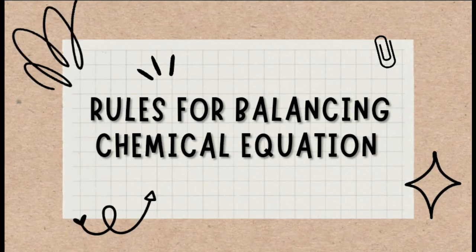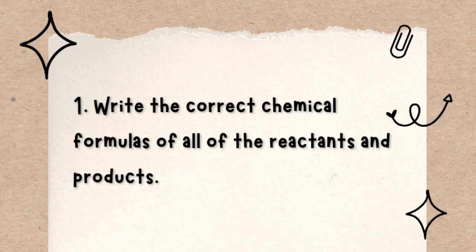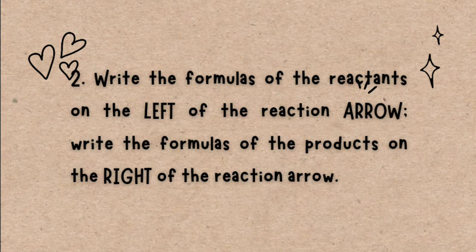In balancing chemical equations, there are rules we need to follow. The first rule: write the correct chemical formulas of all the reactants and products. You must know how to correctly write the chemical formulas of the reactants and products. Second rule: write the formulas of the reactants on the left side of the reaction arrow and the formulas of the products on the right side of the reaction arrow.